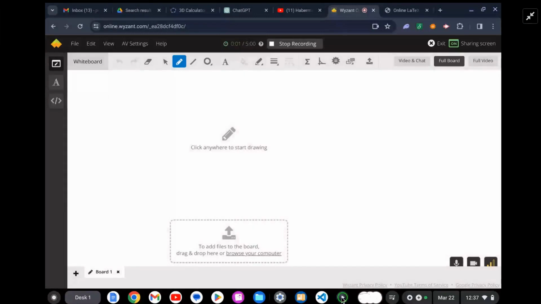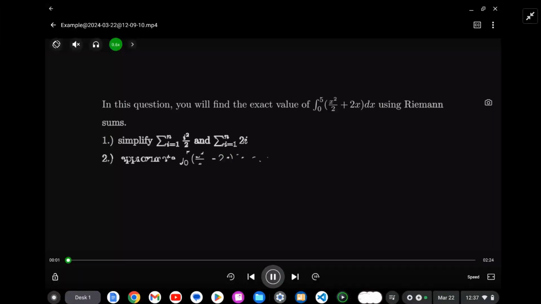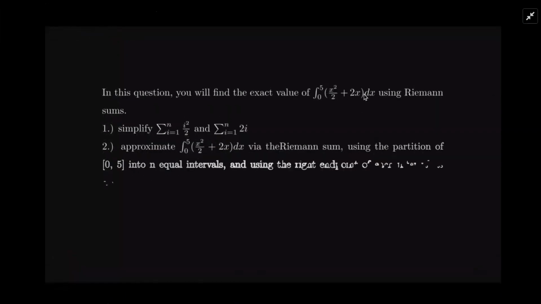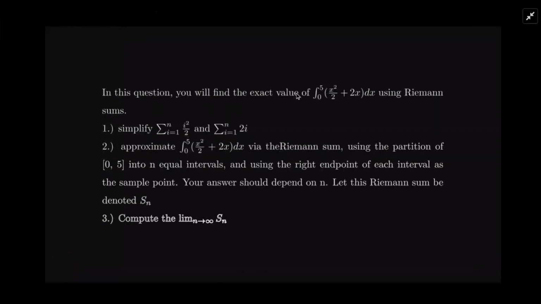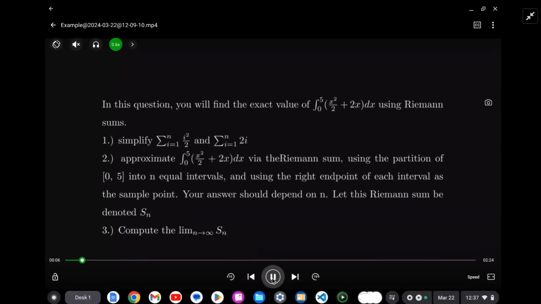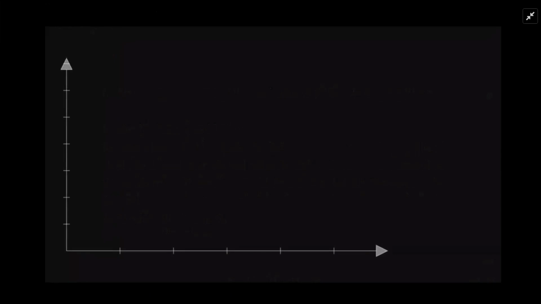So let's take a look. We're going to evaluate this integral using Riemann sums. You might want to pause it here and just look at what we're doing. The interval is from 0 to 5, here's the function. Okay, let's take a look at an illustration.